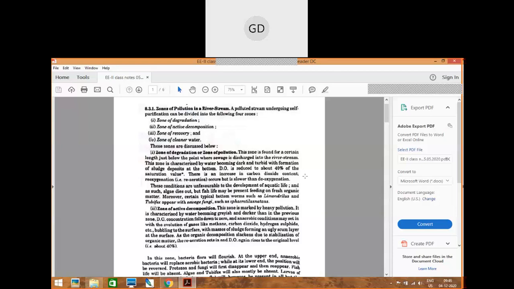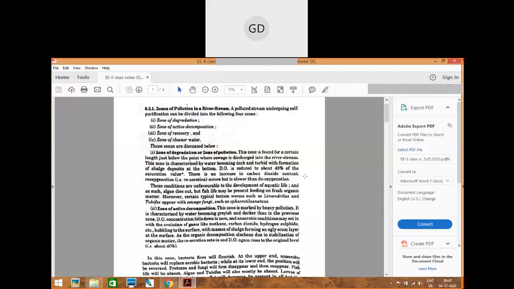So DO content in your zone of degradation is reduced by about 40% of the saturation value. And with the decrease in DO content, there is also an increase in carbon dioxide content. Reoxygenation occurs, but it is slower than deoxygenation. Now what is reoxygenation? Reoxygenation is your addition of oxygen. And deoxygenation is what? Oxygen going down. About reoxygenation and deoxygenation, we will be discussing in the coming topics. We will get these two terms.